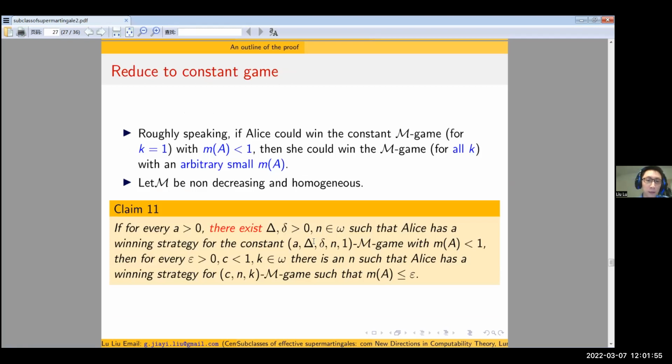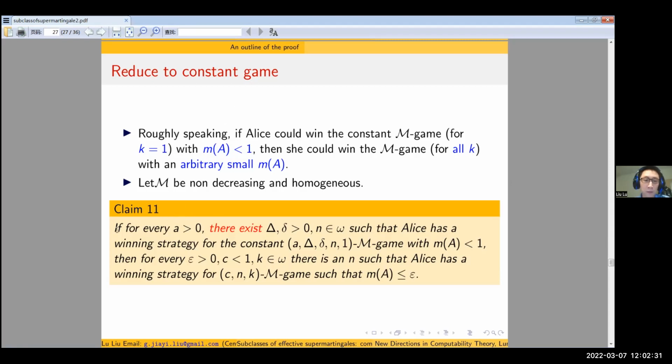And this is not all. Because of this type B winning criterion, we also call it a variance winning criterion. We can show that if Alice could win the constant game when Baby only presents one supermartingale, then she could win the original game. And moreover, the cost is not required to be arbitrarily small, but as long as it is smaller than one. So as long as it does not enumerate all strings, it is okay. This is a very, very big favor for Alice.